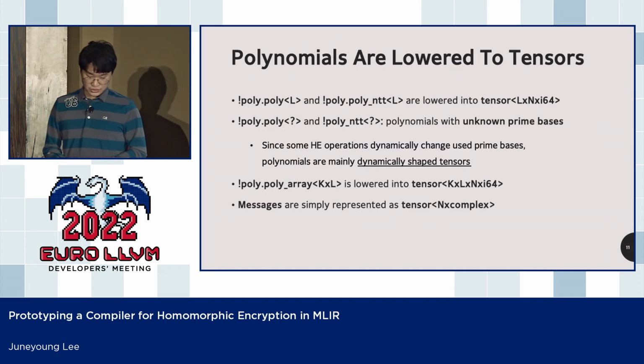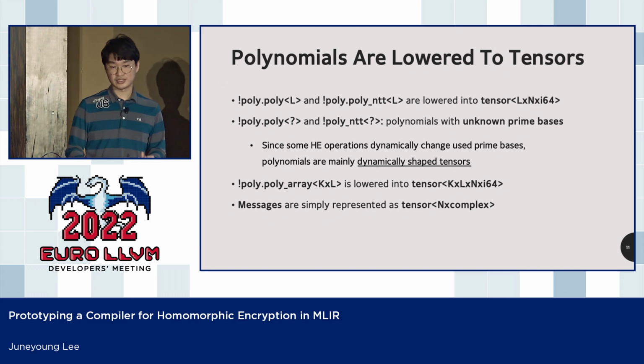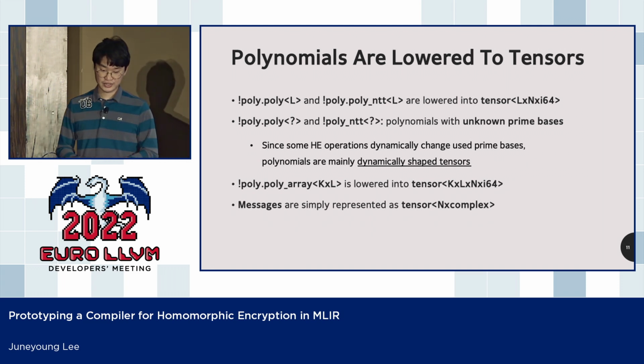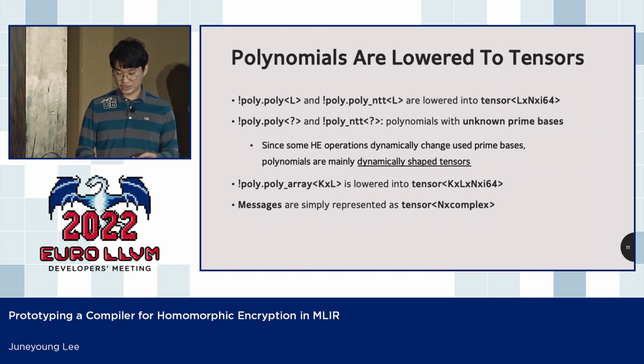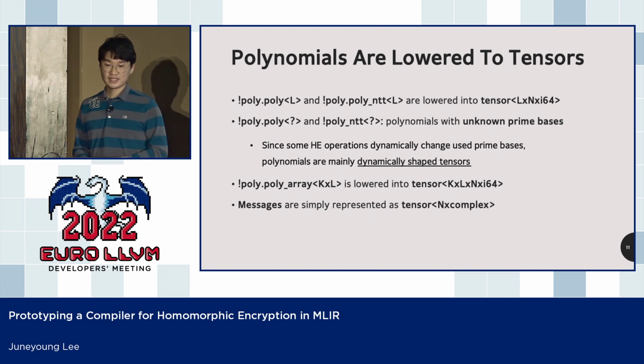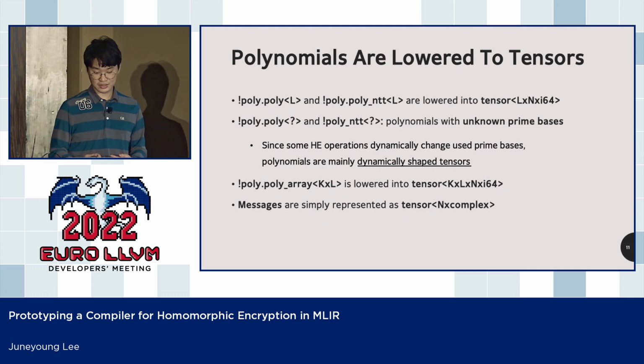Then how are they lowered into the machine code? First of all, polynomials are lowered into tensors, and the conversion is pretty straightforward because we can simply use the tensor type in MLIR with the I64 type. One interesting thing about lowering polynomials is that in the homomorphic encryption world, dynamically shaped tensors are mainly used. The reason is that there are operations that change the prime moduli that are used for polynomials, and after this, the size of the polynomial should change. Therefore, most operations in homomorphic encryption must take polynomials with dynamically shaped form.